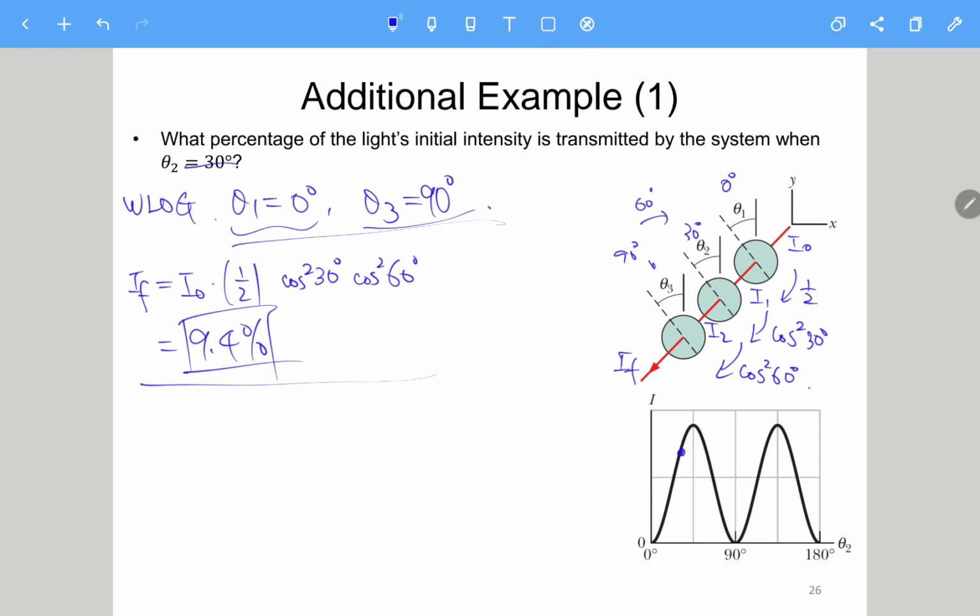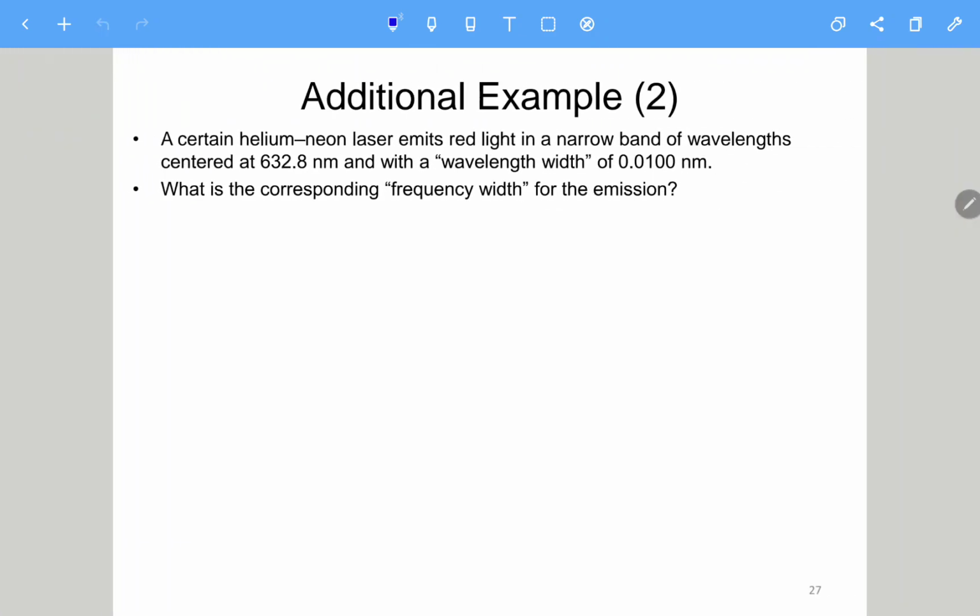Like this. Okay, so next we still have another sample problem. It asks: a certain helium-neon laser emits red light in a narrow band of wavelength centered at 632.8 nanometer, and with a wavelength width of 0.01 nanometer. So what is the corresponding frequency width for the emission?